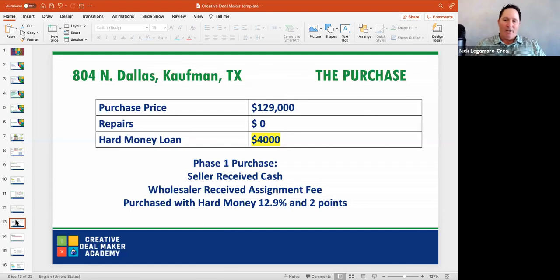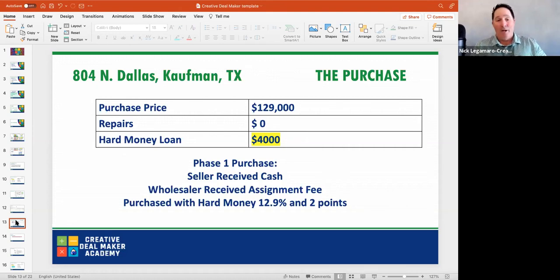So let's just talk about this purchase. I call it phase 1. The seller is going to receive the cash, because I'm going to close on it and use hard money to fund it. The wholesaler is going to receive whatever assignment fee they have. And then my hard money lender is going to get 12.9% and 2 points, and they're going to get all their money back in about 45 days. I don't even know what that return is for them, because I'm paying another 2% on 129. That's another $2,500 plus, call it 2 months of holding cost.